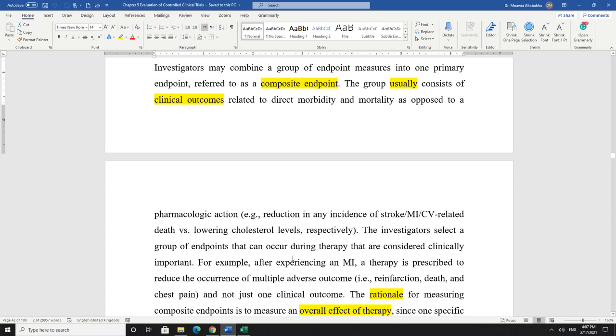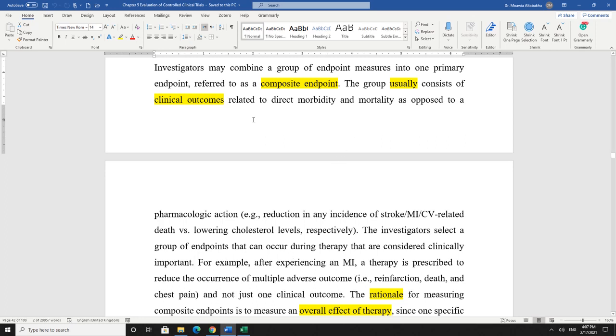That's why they consider cholesterol level as surrogate. Surrogate, meaning substitute of the real thing. The real thing is the clinical outcome. This is more important. But sometimes, you know, it takes a lot of time to find the clinical outcome, to see whether it is beneficial or not. That's why sometimes they go for the surrogate endpoint.